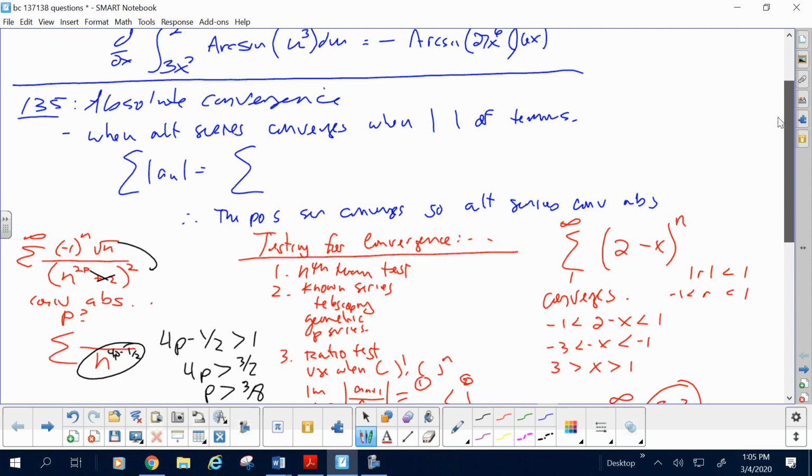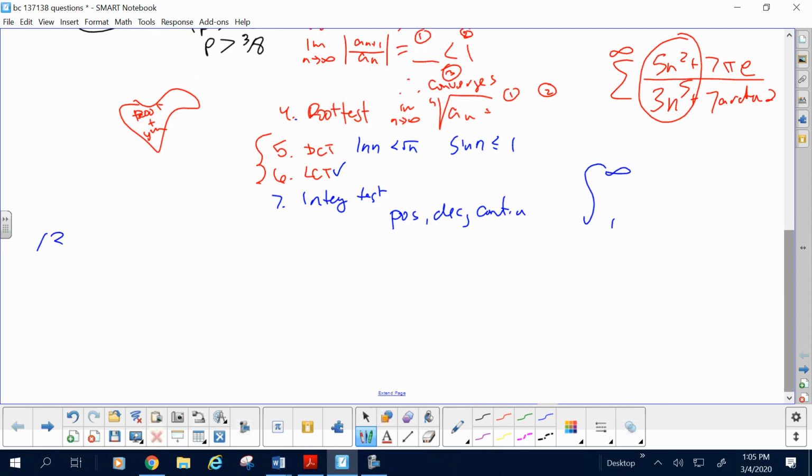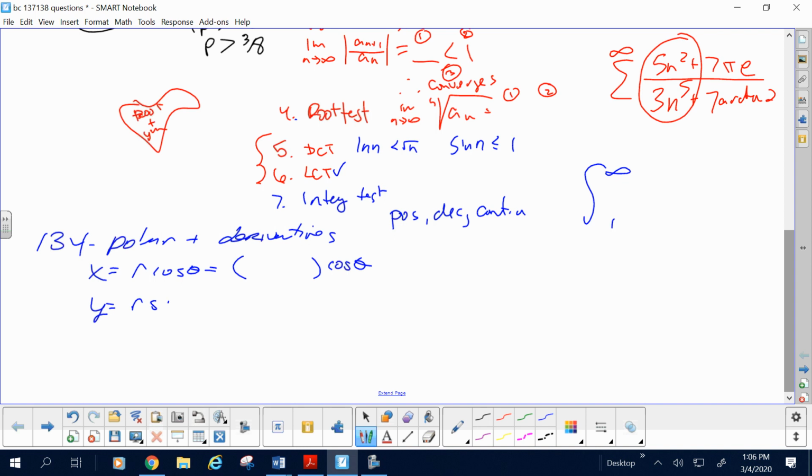Back to my outline. 134 is polar with derivatives. You can't even really get started if you don't know how to find x and y in polar. So how do you find x? r cosine theta. And obviously then usually you put the equation in for r, and y is r sine theta, and again you put the equation in for r. That could be used to find a point. How do you find a slope?